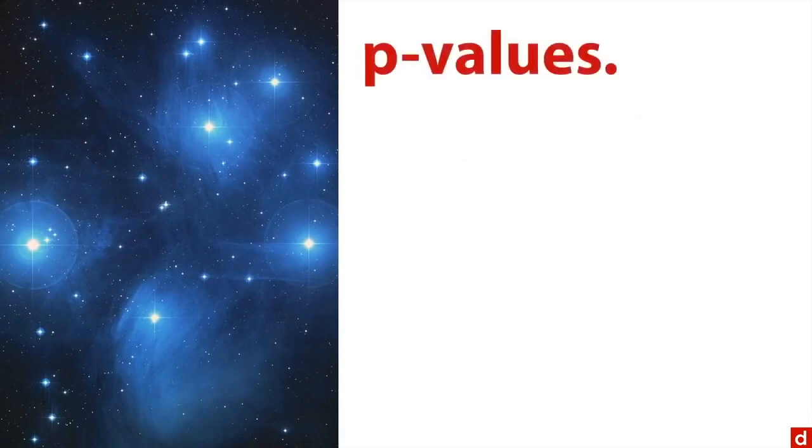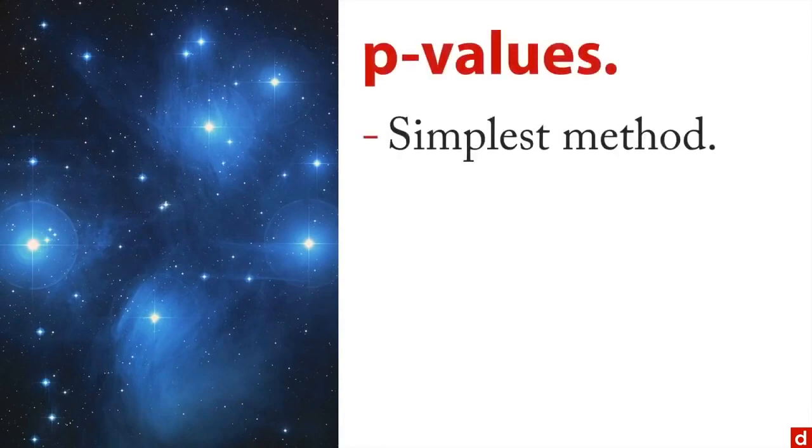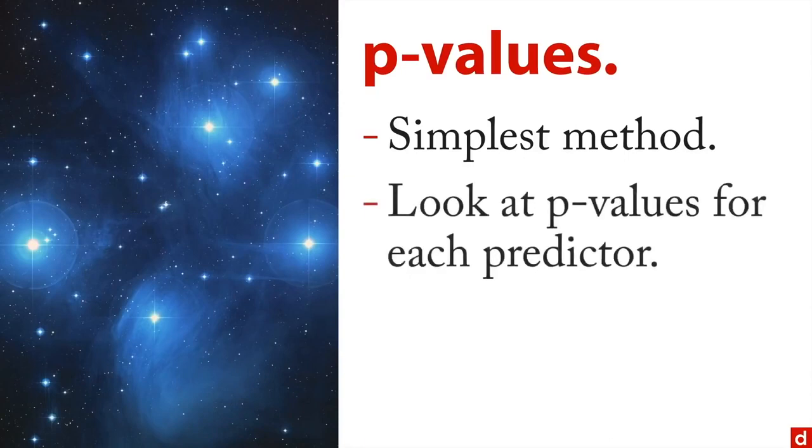First is p-values, or probability values. This is the simplest method because most statistical packages will calculate probability values for each predictor, and they'll put little asterisks next to it. And so what you're doing is you're looking at the p-values, the probabilities for each predictor, or more often the asterisks next to it, which sometimes gives it the name of star search. You're just kind of cruising through a large output of data and just looking for the stars or asterisks.